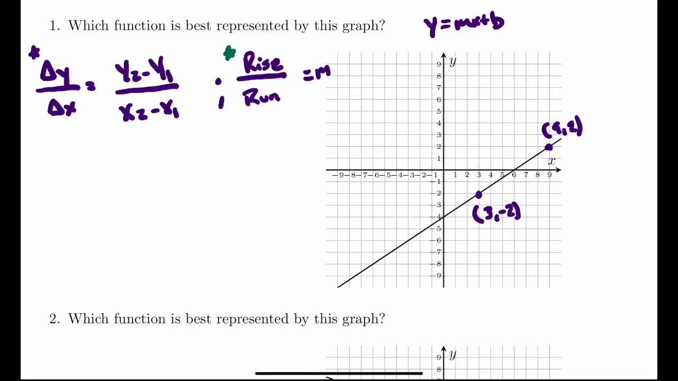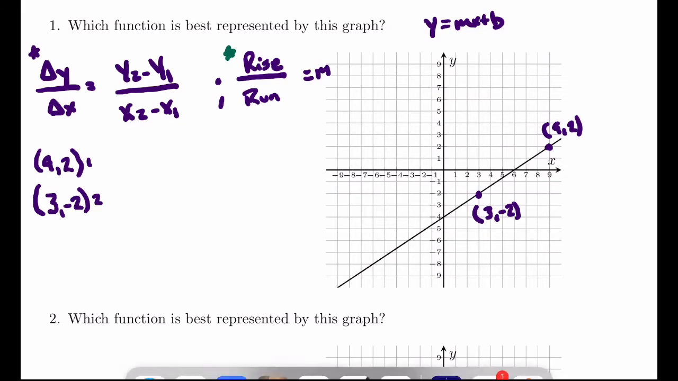So I'm just going to put those over here. We have 9, 2, and we have 3, negative 2. I'm going to say this one is 1, this one is 2. So now remember in ordered pairs, to make it easier, I'll just write this up here. Remember, it's always x, comma y. Think about the alphabet. X is before y in the alphabet, same in ordered pairs. X is first.